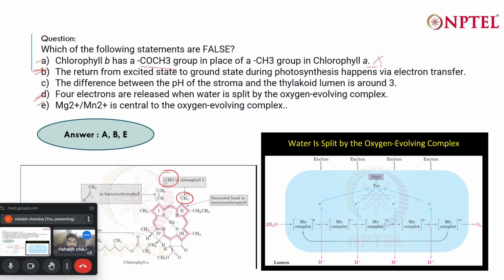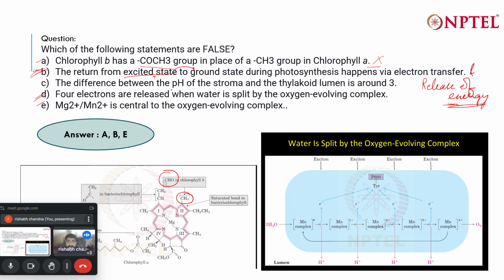So this is false. Okay, then option B: the return from the excited state to the ground state during photosynthesis happens via electron transfer. So this is both electron transfer as well as release of energy. So option B is also false, because both things happen. The molecule absorbs energy, then only it is moved to the excited state, and once it shifts its electron and releases the energy, it comes back to the ground state. Okay.